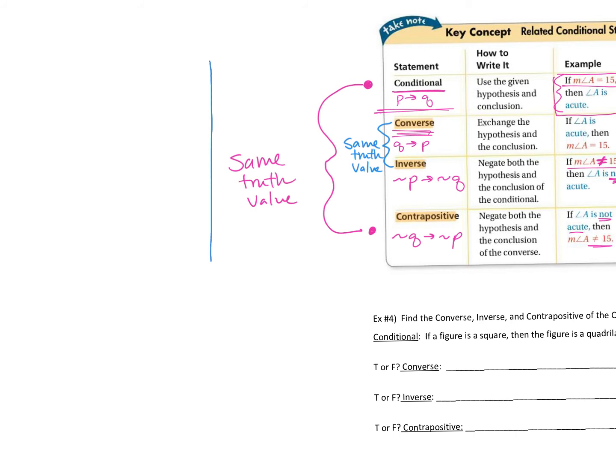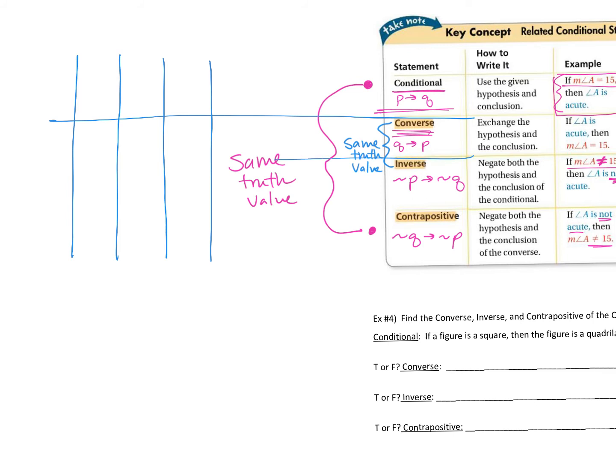You have a lot of options here. I'm going to try to lay them out and see if this makes sense to you. You could have a true conditional, which means you're going to have a true contrapositive, and the converse could be true, which means the inverse is going to be true. So it could be that all four statements are true. It could be that the conditional and the contrapositive are true, but the converse and the inverse are false. So you could have that setup.